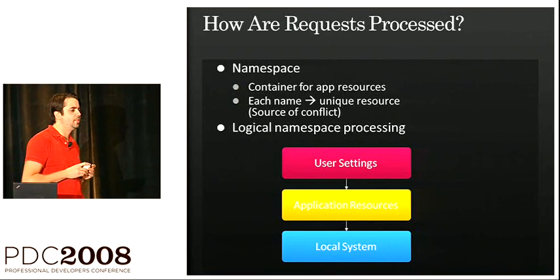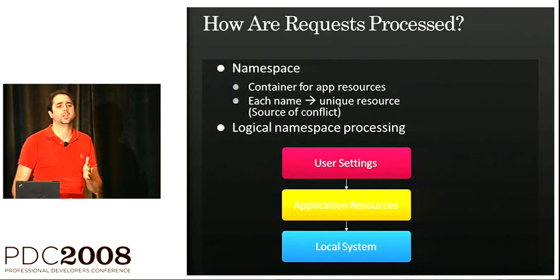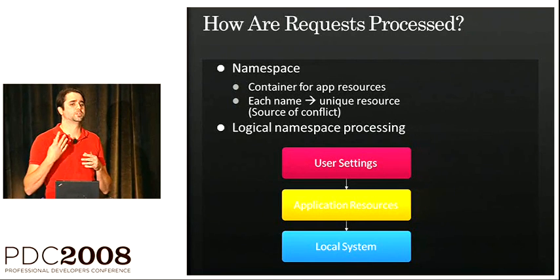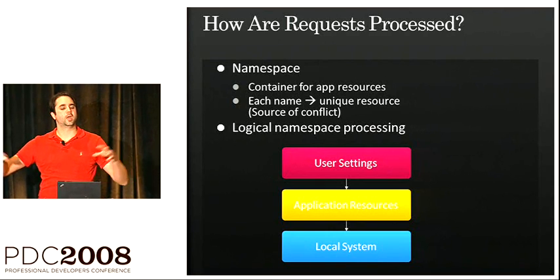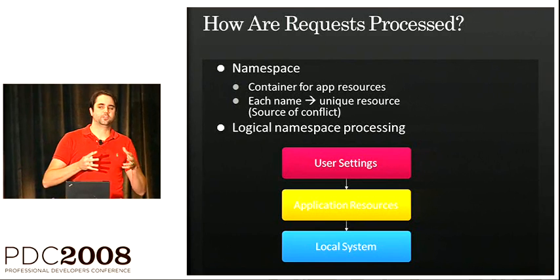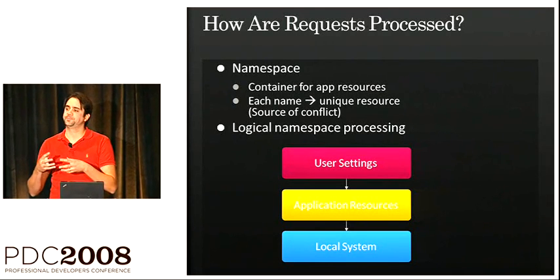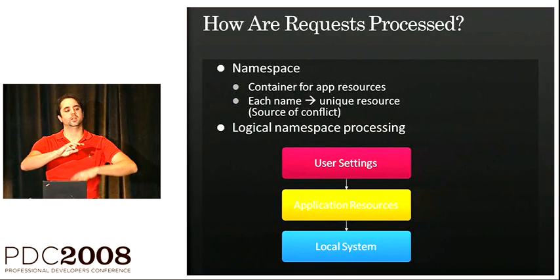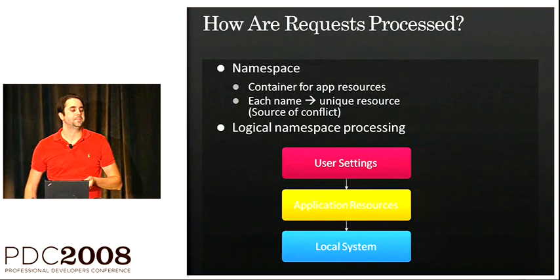And so this really is the key thing that you have to understand if you're going to virtualize your applications and then test them and figure out what's going on: there are these different places that resources can live, and the view that you see inside the virtual environment is actually a composed view. It's made up of the local system plus the application as it was sequenced plus whatever settings the user has made.